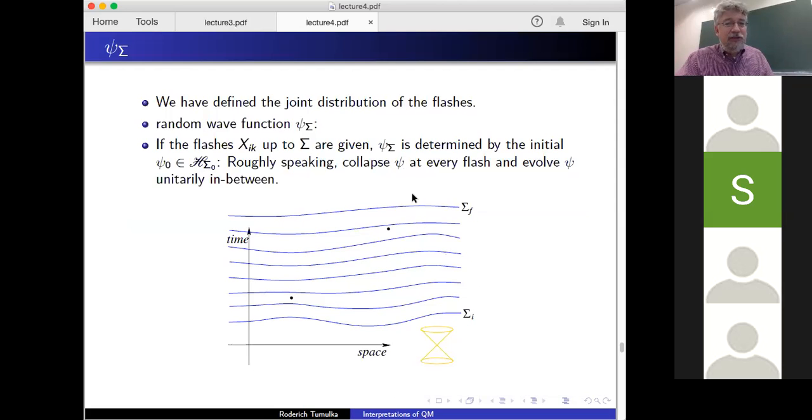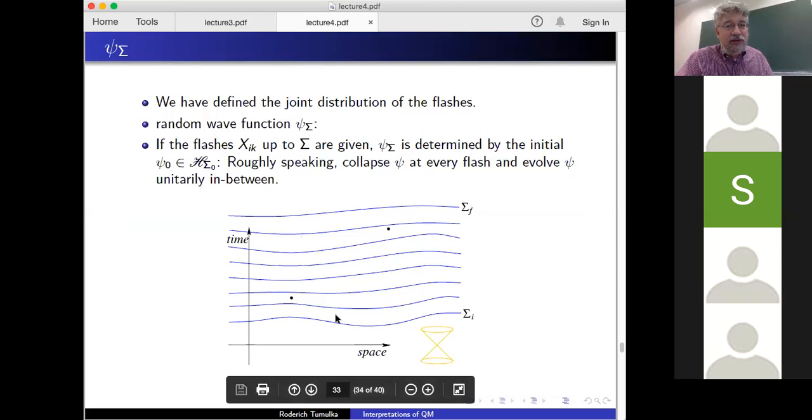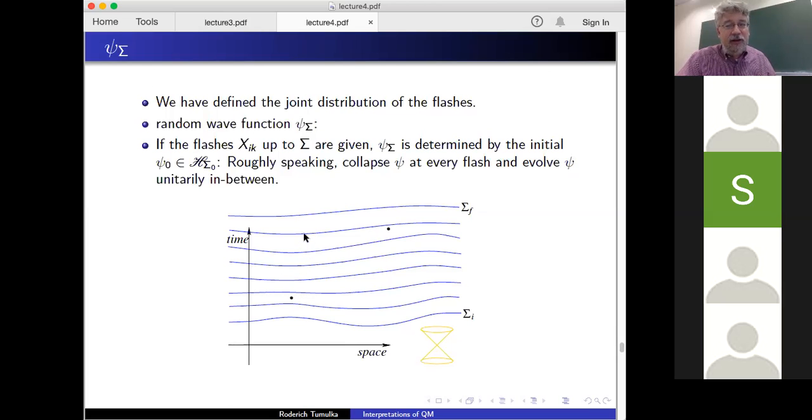Okay, we have defined the joint distribution of the flashes. The random wave function is defined as follows. If the flashes up to a certain surface are given, then the wave function on the surface is determined by the initial wave function by collapsing the wave function whenever your surface crosses a flash. Let's say you start with this initial surface and push it towards the future. Every time you cross a flash, you collapse the wave function.